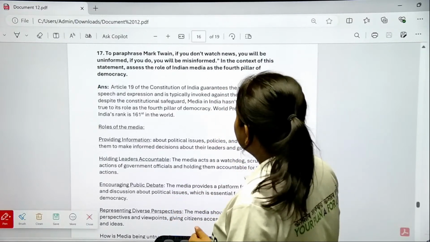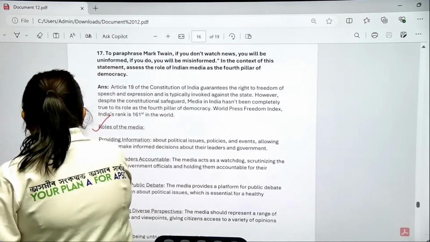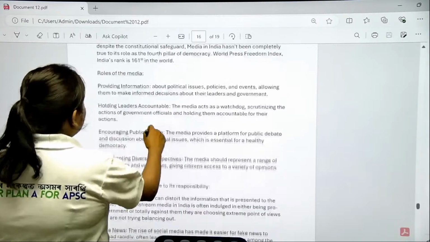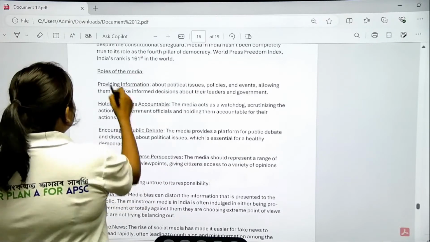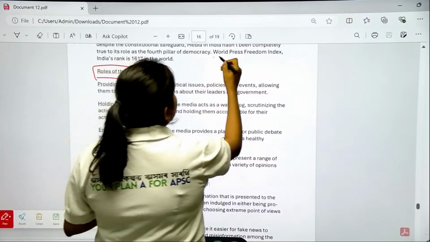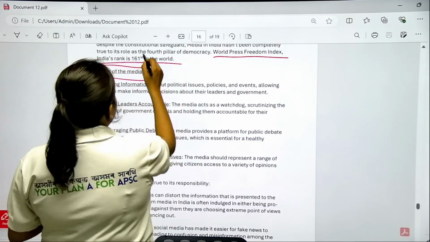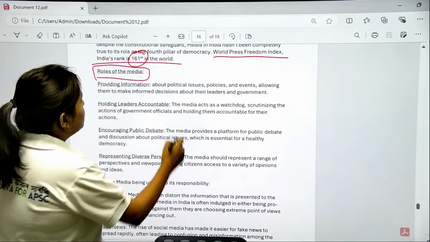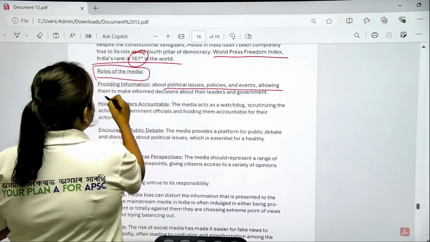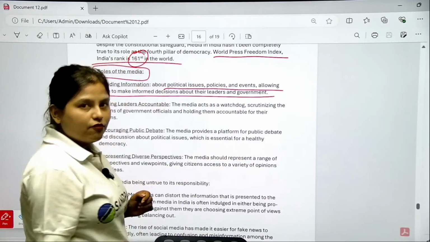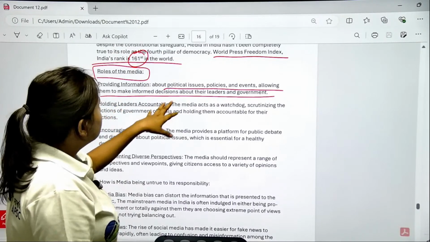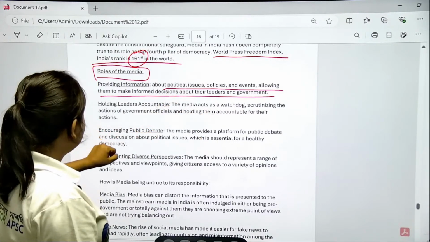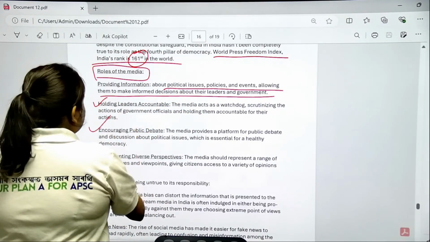So here, what did I write? 17 marks, we have to write the role of media. What is the role of media? Providing information. First I wrote the role of media, and I also mentioned the World Press Freedom Index, India's rank is 161st in the world. Providing information about political issues, policies and events, allowing them to make informed decisions about their leaders and government. Holding leaders accountable: the media acts as a watchdog, scrutinizing the actions of government officials and holding them accountable for their actions. Encouraging public debate, representing diverse perspectives.